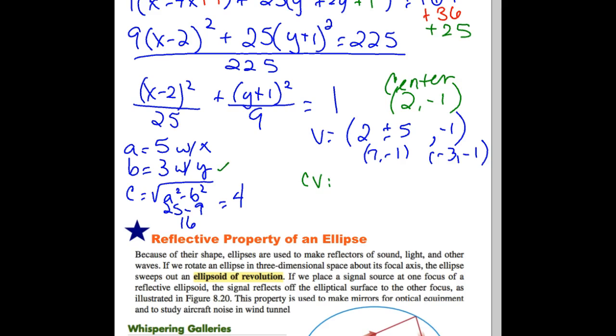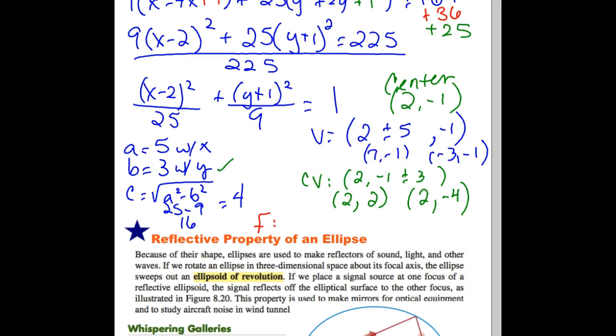This comes from our B term, and we said B is moving in the Y direction. So we are going to go from our center point, and we are going to change our Y coordinate now by adding and subtracting 3, which means we have co-vertices at 2, 2, and at 2, -4. Does that make sense? Yes? No?